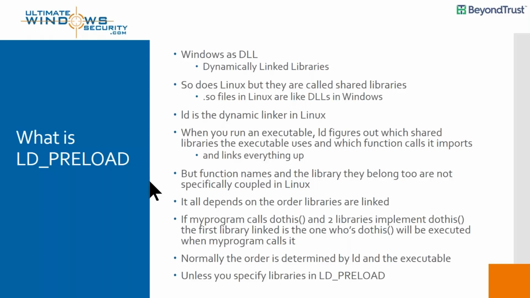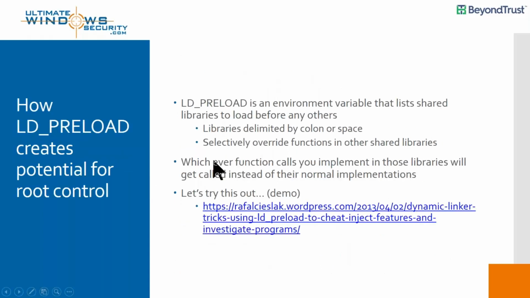There's a nice choreographed way that it all takes place, and that uncertainty is eliminated unless we specify something with the LD_PRELOAD environment variable. LD_PRELOAD is simply an environment variable that lists one or more shared libraries to load before any others. When you run an executable, the first thing LD does is look at LD_PRELOAD and says, let me load up these libraries first and resolve any function names that they implement that the executable uses, and then we'll load up the rest of the libraries.